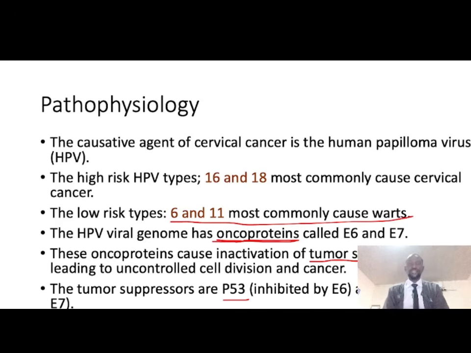So now what happens if you inhibit the tumor suppressor proteins? What will happen is that cell division will be uncontrolled and you end up with a cancer. And that is how cervical cancer comes about. So E6 inhibits P53 and E7 inhibits RB. And because of this action, you end up with uncontrolled cell division, and that is going to lead to a cancer. And that type of cancer is found on the cervix, and so it is called cervical cancer.